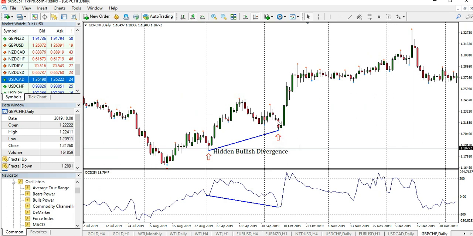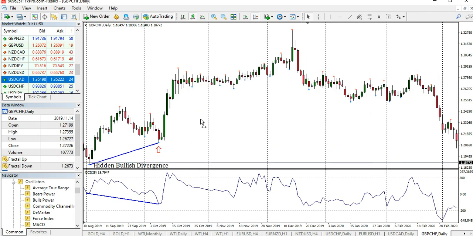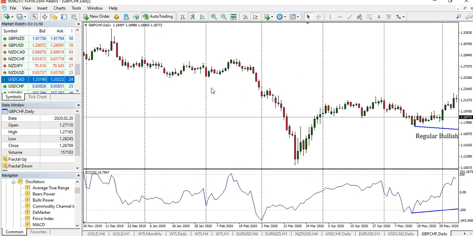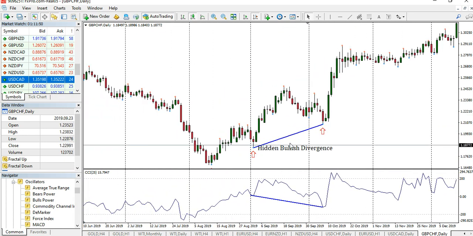And this is a continuation pattern, whilst this is a reversal pattern. So this is where the market was going down, and then when you identify the divergence, you're expecting a reversal, and that's exactly what took place here. The market that was going down reversed and started going up, exactly where you are identifying the divergence. And this is a continuation pattern.